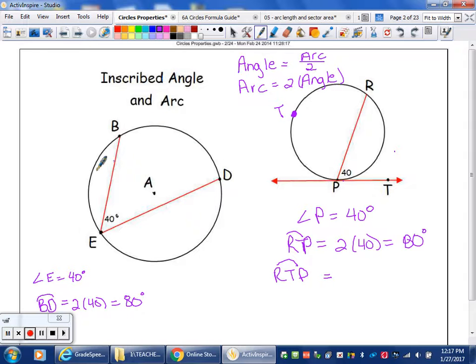An inscribed angle is an angle whose vertex is on the circle. So if you have an inscribed angle, if you're given the angle to get the arc, you just multiply the angle by 2. And if you're given the arc, you just divide the arc by 2 to get the angle.